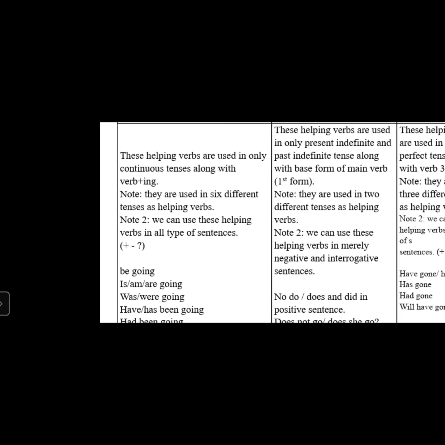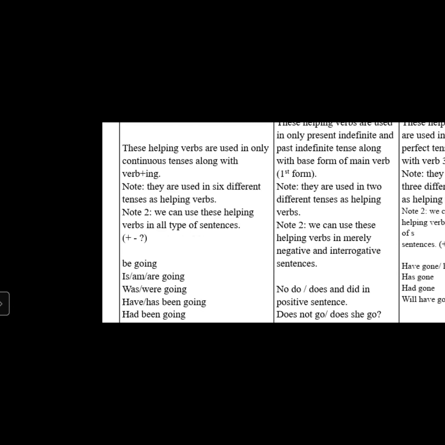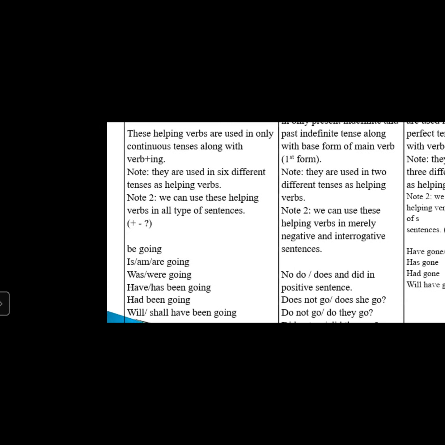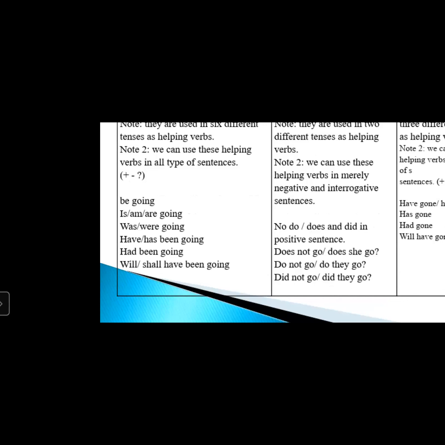They are used in 6 different tenses as helping verbs. We can use these helping verbs in all types of sentences like be going, is, am, are going, was, were going, have, has been going, had been going, will, shall have been going. So what is before going? Be. What is before going? Is, am, are, was, were, been, and be.